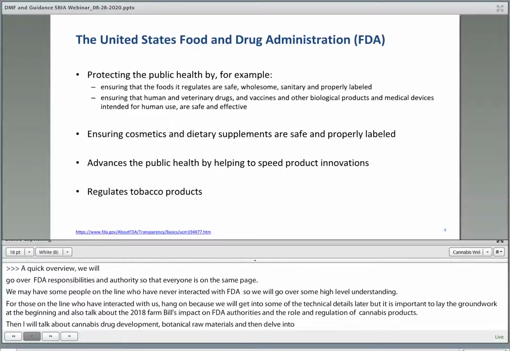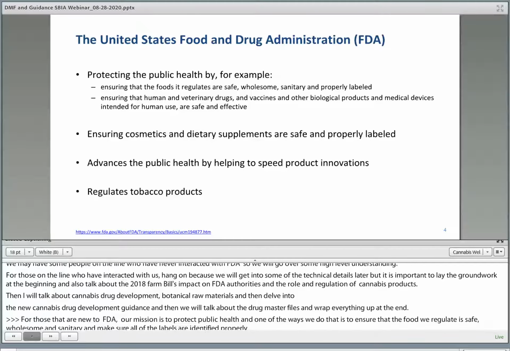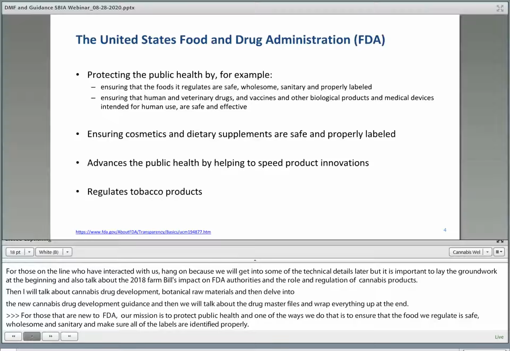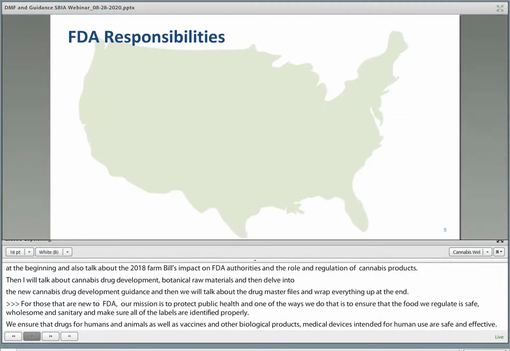So for those who are new to FDA, our mission is to protect public health, and one of the ways that we do that is we ensure that the food we regulate is safe and wholesome and sanitary, and make sure that all the labels are identified properly. We ensure that drugs for humans and animals, as well as vaccines and other biological products, and medical devices intended for human use, are all safe and effective. We also ensure cosmetics and dietary supplements are safe and that they have proper labeling. And we advance public health by helping to speed product innovations. And lastly, we also regulate tobacco products.